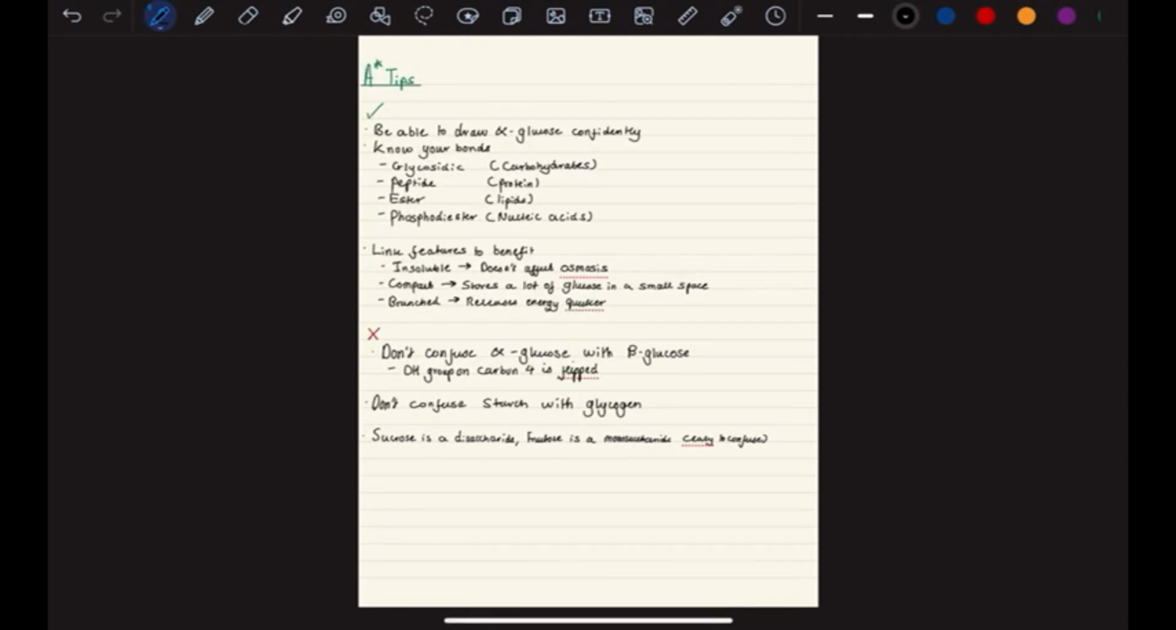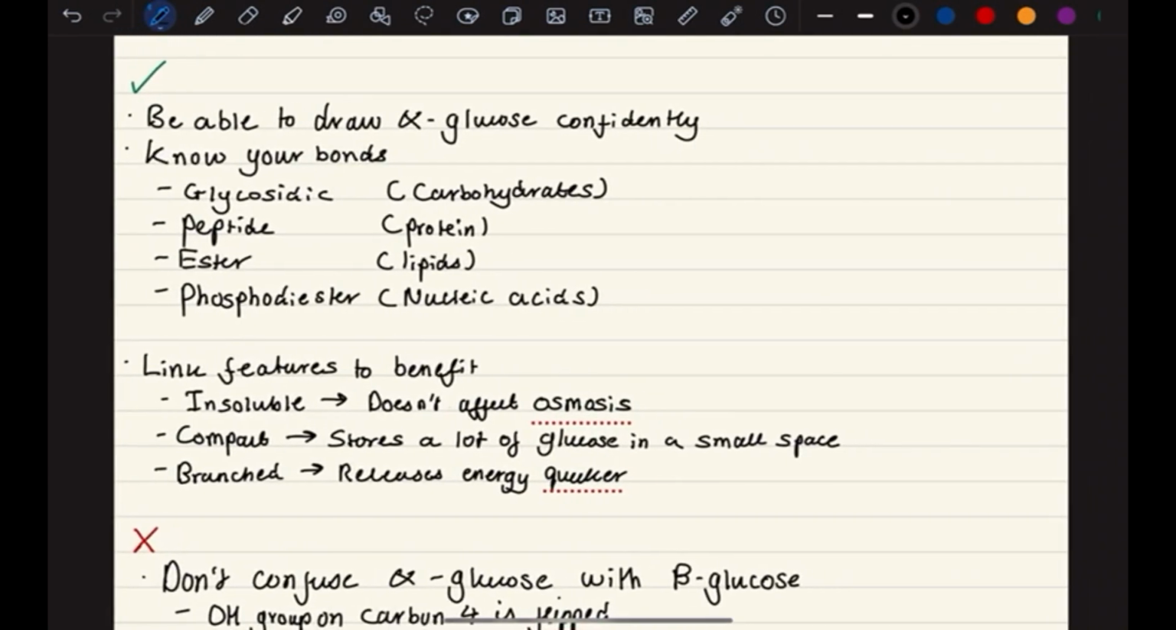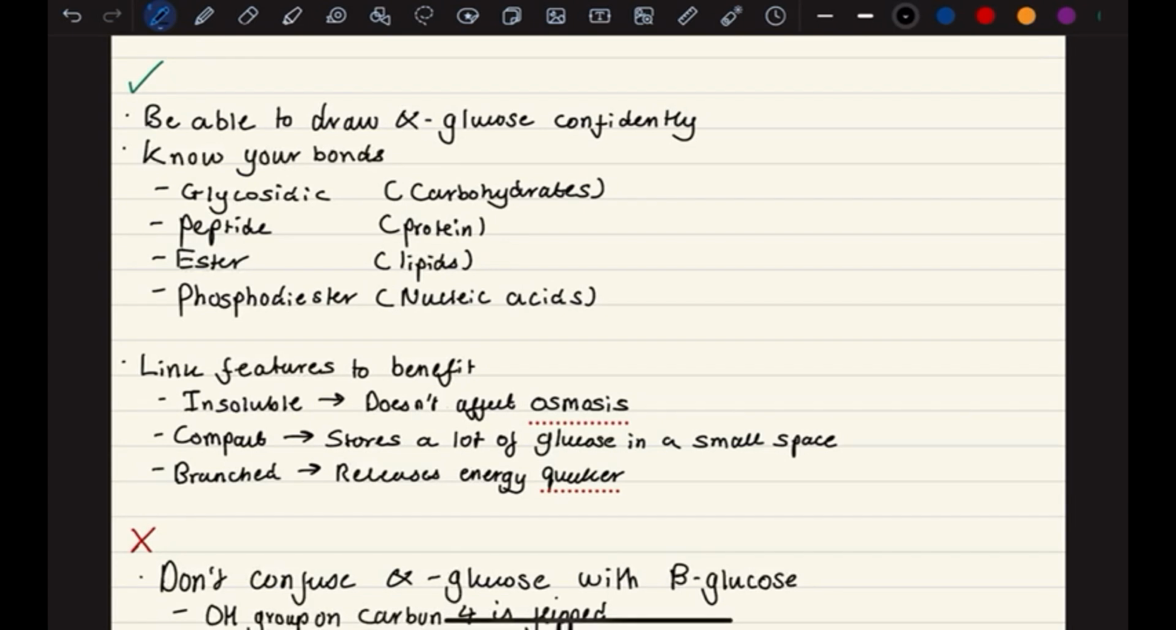Okay, so now it's time for the A-star tips. Now, what do we want to do? Guys, be really confident in drawing alpha glucose, because if they ask you in the exam, that's an easy mark to pick up, yeah? You also need to know the bonds, right? We've only mentioned glycosidic bonds because they're the only one that's been relevant now. So I'd say make sure that for now, you focus on this.